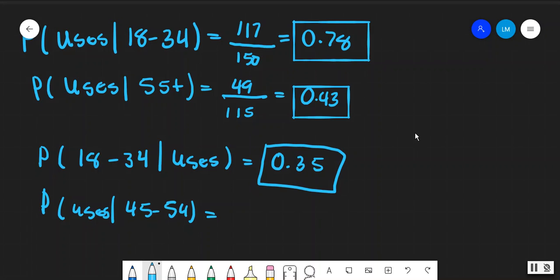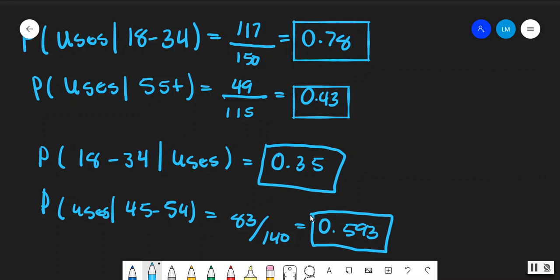If you do that, then you're just using 83 divided by 140, which in this case equals about 0.593. So this is saying that more than 50%, or almost 60% actually, out of that age group, that's how many use social media.